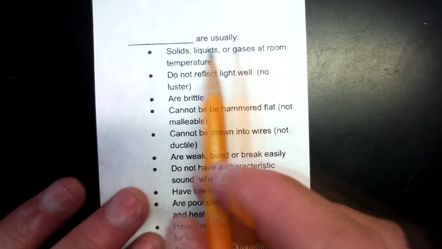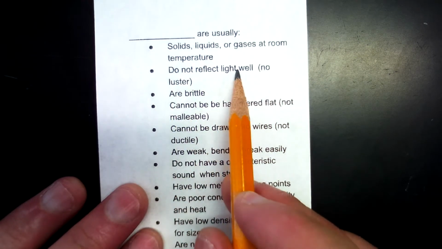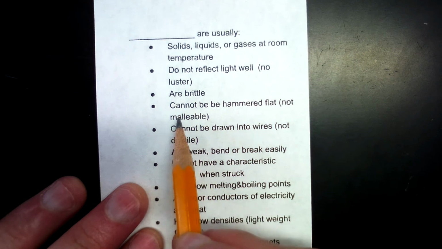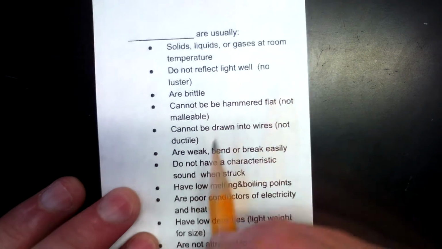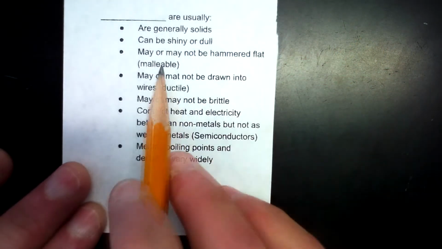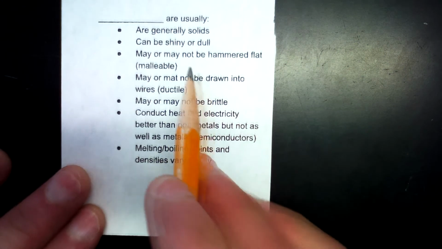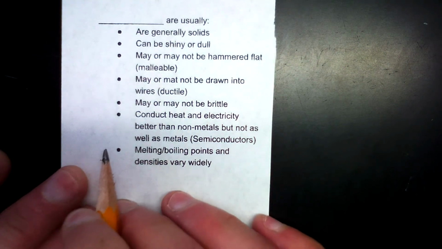Then this one says they're usually solids, liquids or gases at room temperature. They do not reflect light well. They're brittle. They cannot be hammered flat. They're not ductile, etc. So this is basically the opposite. These are nonmetals. And then this group is the oddball one. It describes their properties here. These would be called metalloids because that's the only group we have left.